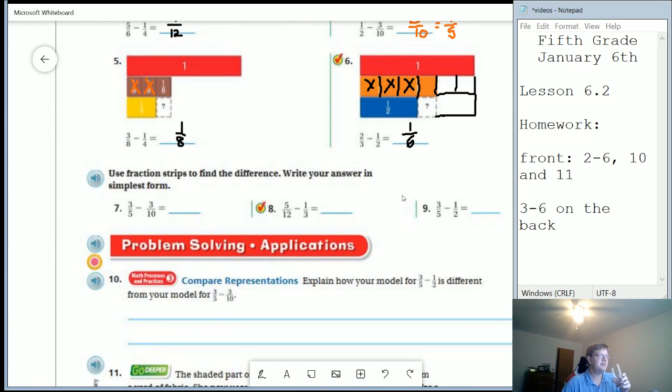Let's go ahead and do 7 through 9. What we're going to do, we're not going to worry about making a picture. We are just going to go ahead and find our equivalent fraction for both of these to make them have the same common denominator if we need to, or just change one of them so that we get it to match the denominator of the other one, and then we'll work through the problem without using a picture.